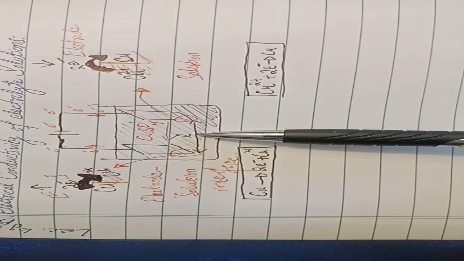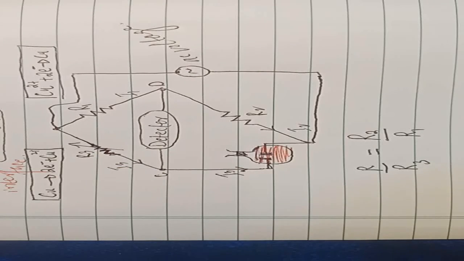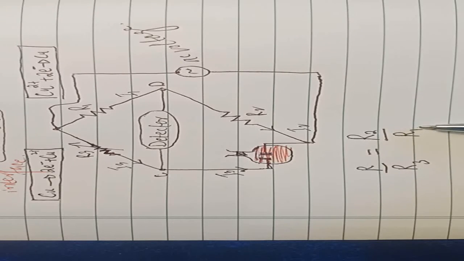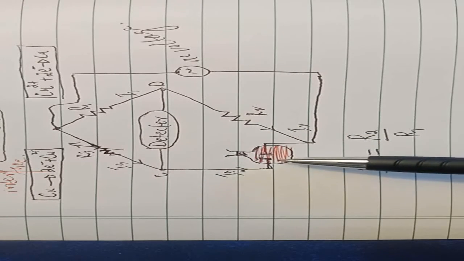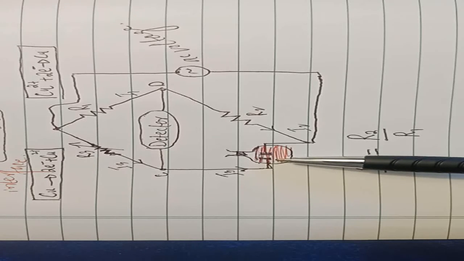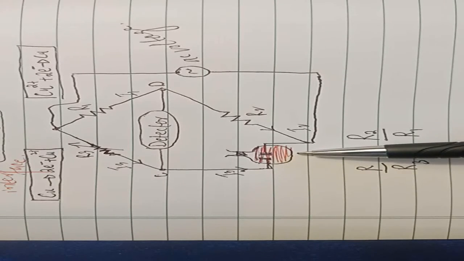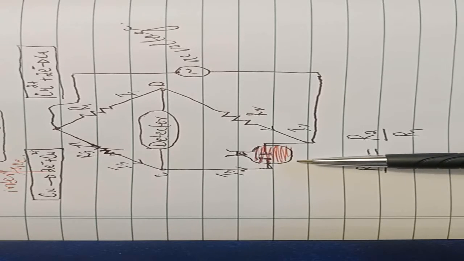So we need to build another cell. The cell is shown here. This kind of cell is known as a Wheatstone bridge cell, which has four resistances, and one of the resistances is replaced by the conductivity cell, which is placed in one arm of this Wheatstone bridge.